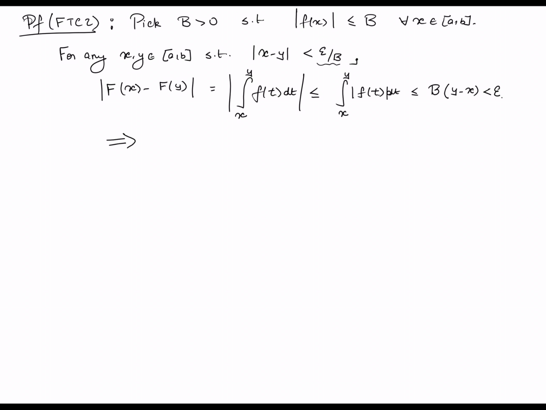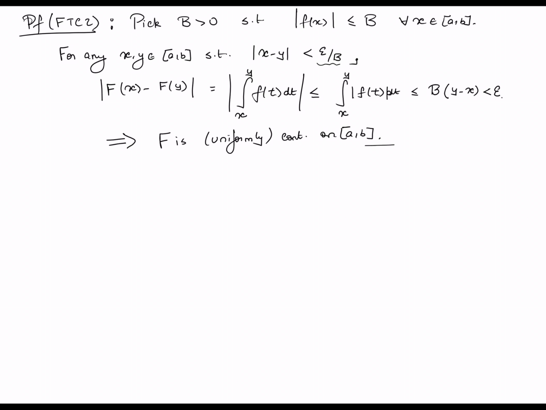In fact, it implies the uniform continuity of capital F. So F is not just continuous but uniformly continuous on AB. Okay, so that proves the first part of FTC2, namely that the running integral function is in fact continuous. Okay, now so this is part 1 of the proof.